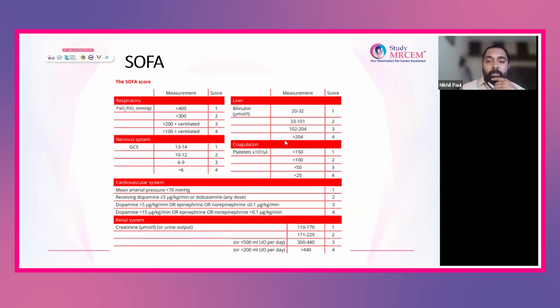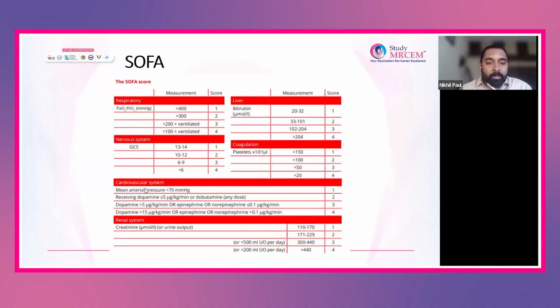Again, you can see scores based on the amount of bilirubin. Then you have the nervous system. Clinically, if GCS is 13 to 14, it is scored as 1, 10 to 12 is scored as 2, 6 to 9 is scored as 3, and less than 6 is scored as 4. Coagulation parameters: here platelet comes over. Platelet less than 1.5 lakhs or 150 is considered as 1, less than 20,000 is considered as 4, and less than 50,000 is 3.